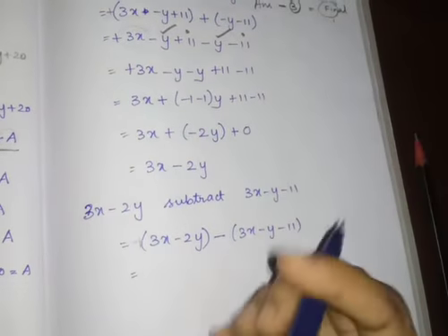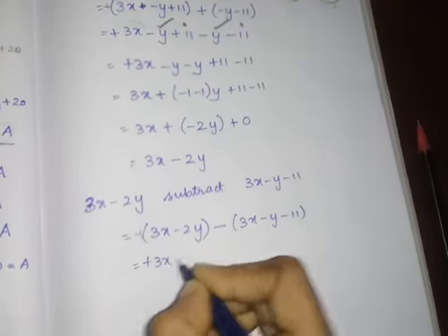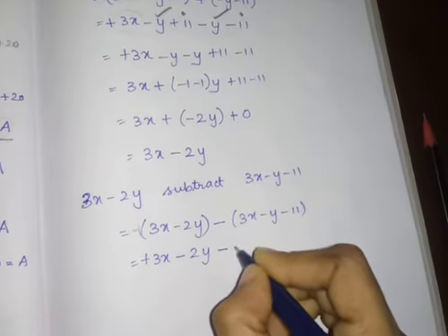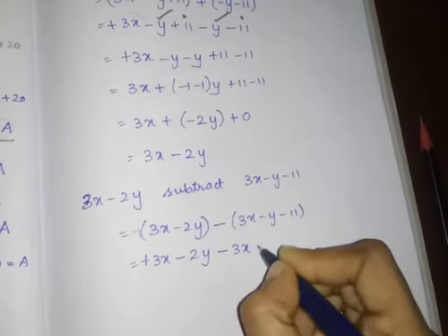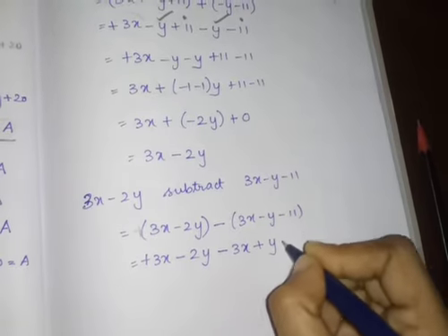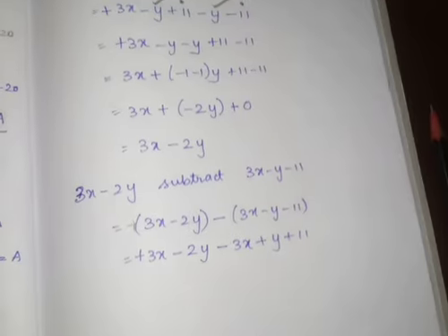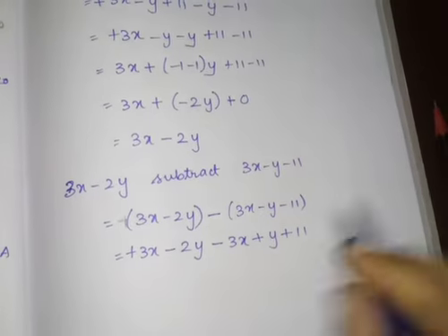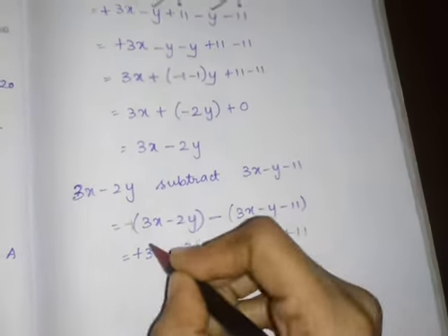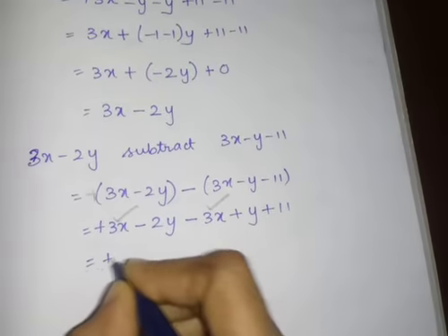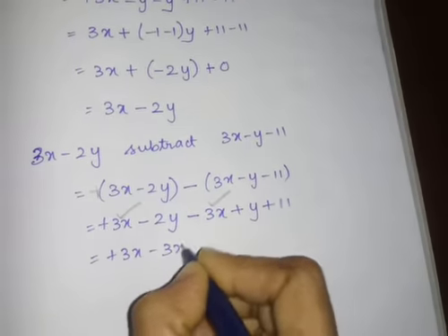So plus into plus, plus 3x. Plus into minus, minus 2y. Minus into plus, minus 3x. Minus into minus, plus y. Minus into minus, plus 11. Now I have removed all the brackets. Now what we have to do? We should combine all the x terms, which means like terms. Yes. Plus 3x minus 3x.